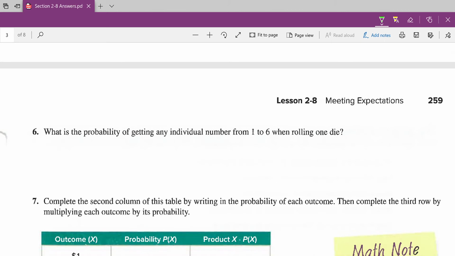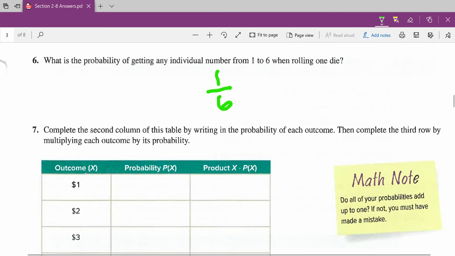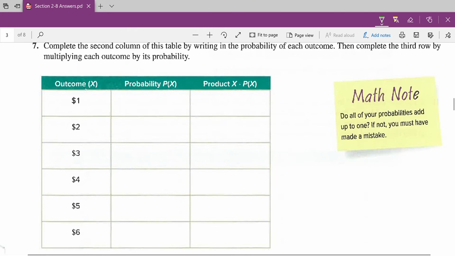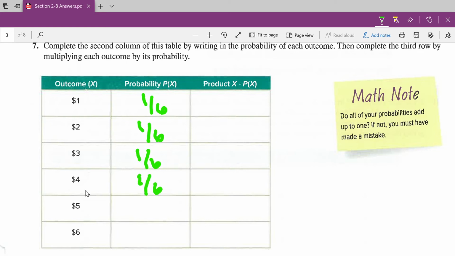What is the probability of getting any individual number from 1 to 6 when rolling the die? Well, each number only shows up one time and there are 6 sides. So the probability for any given number is 1 out of 6, or 1/6. They ask us to use this information to complete this table. The probability of winning $1 is 1/6, because that's the probability of rolling a 1. The probability of rolling a 2 is 1/6. A 3 is 1/6. These don't change unless we have some sort of weird weighted die. All of my probabilities will be 1/6.